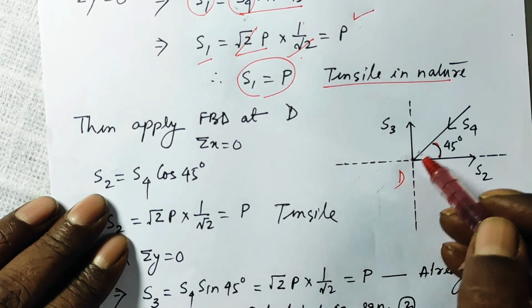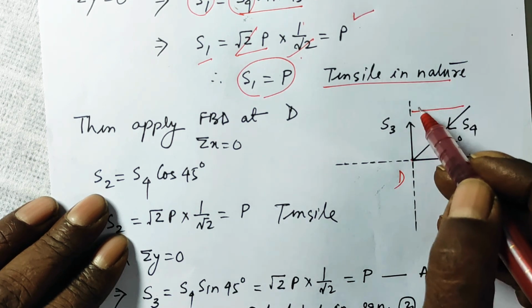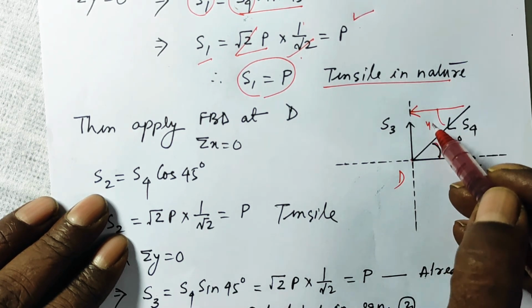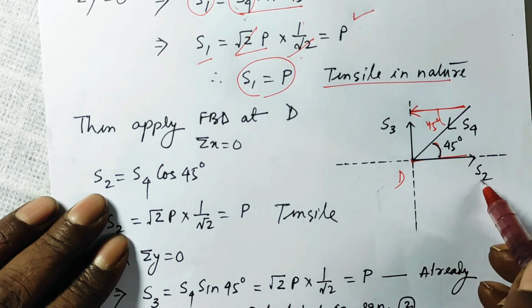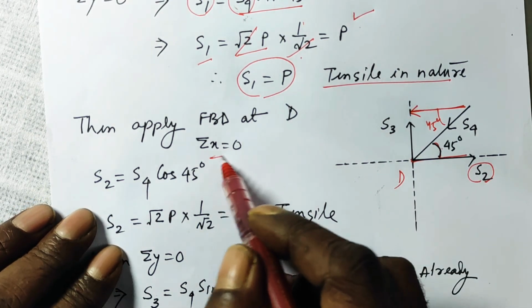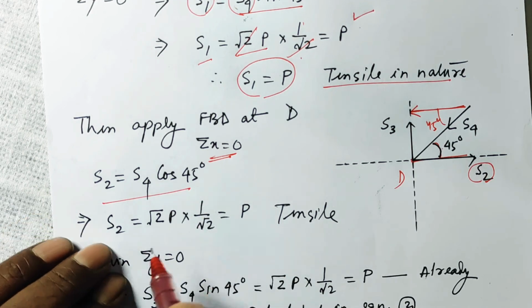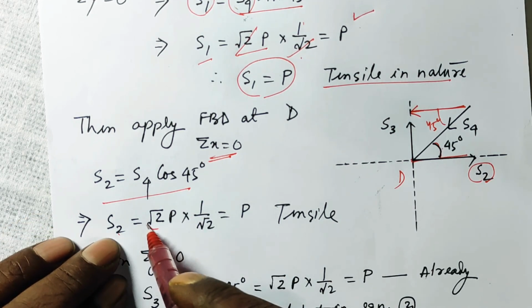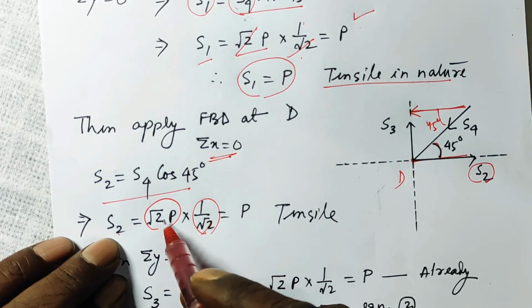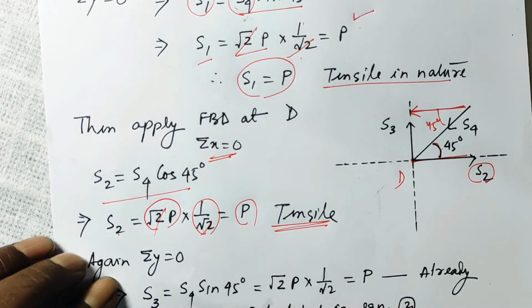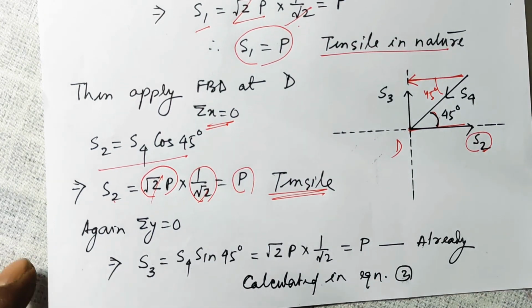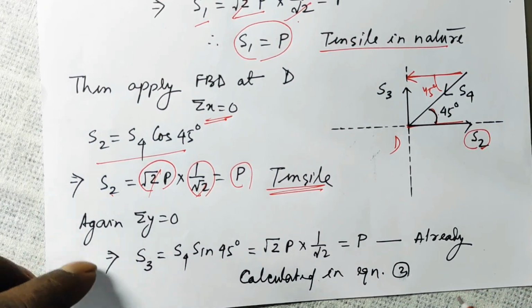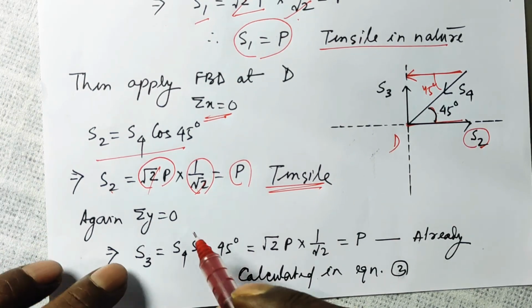The component of S4, one will be this. This is 45, so this is also 45. So this much will be S4 cos 45. That will be equal and opposite to S2 to make sigma x equal to 0. So S2 is equal to, I have put the value of S4 cos 45, root 2 cancel, equal to P, is tensile. Now no need to apply sigma y is equal to 0 to find out S3, because it is already found out, but still if you want to, you can do so.